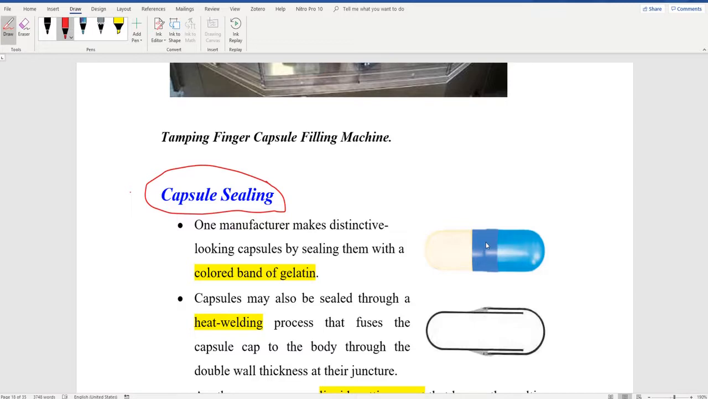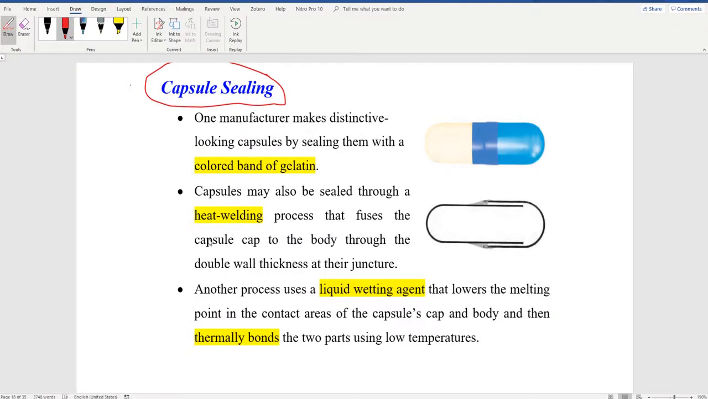If someone attempts to open it, it will be visible for anyone to check and see that this has been tampered with. The other way is called heat welding. Heat welding means applying heat to this area that you see, so that both the cap and body will melt into each other. They will fuse into each other.